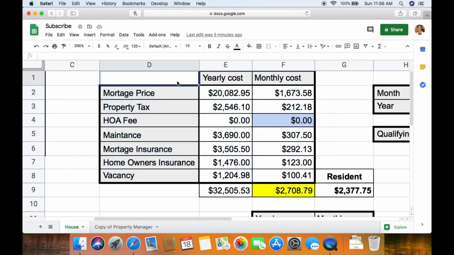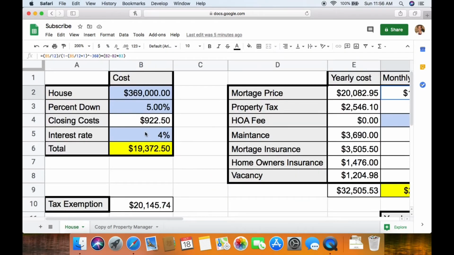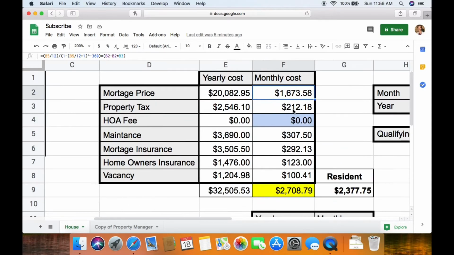Now, this is the part of the calculator that really gets iffy, where a lot of different places get different answers. I know that my mortgage price is dead on. With this down payment and this interest rate, you would be paying a mortgage price of $1,673.58 every single month.